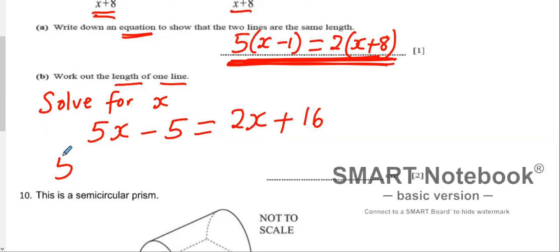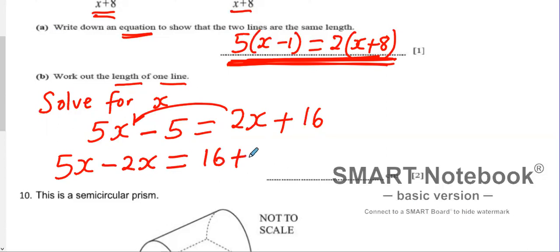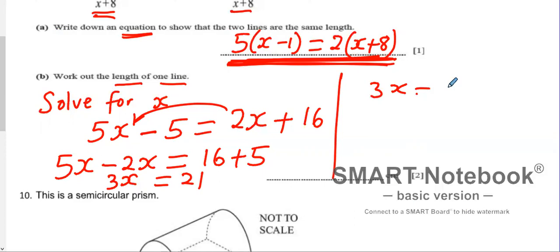This will be 5x. Positive 2x will be shifted to the left-hand side and it becomes negative 2x. That will be equal to negative 5 going there. It will be 16 plus 5. 5x minus 2x, this will be 3x. This will be 16 plus 5, that will be 21. To find the value of x, we have 3x equals 21. We need to divide by 3, and it will give you the value of x is equal to 7.